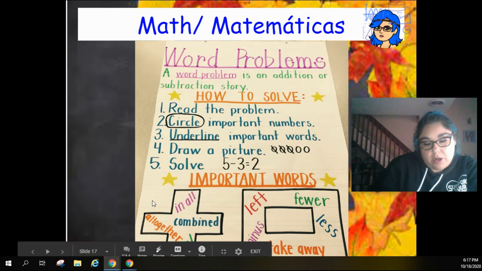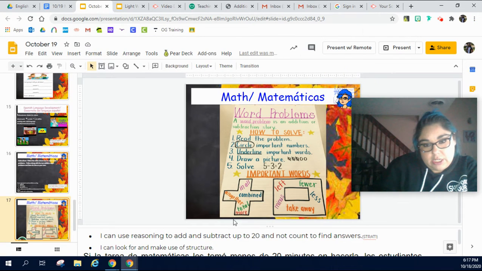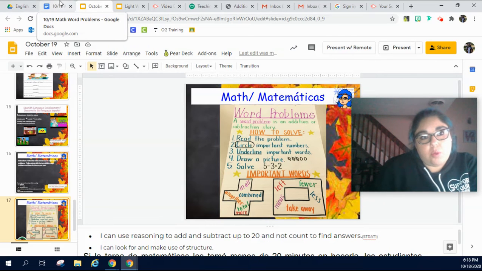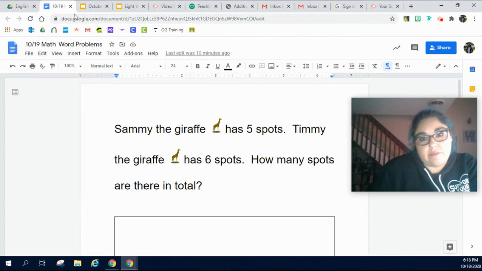Here are some important words for addition: in all, combined, all together, total, more. Oh, sorry. For subtraction: lot, fewer, minus, less, or take away. So we're going to go to our word problems and we're going to solve them.